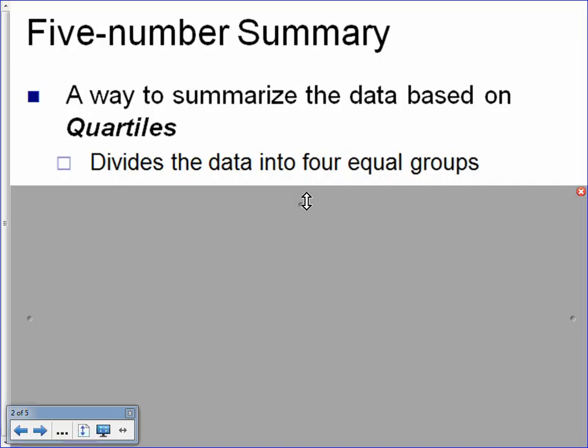But what that means is it divides the data into 4 equal groups. Okay, so we have the same number of data points in each of the 4 groups, creating groups of 25% of our data at a single time.